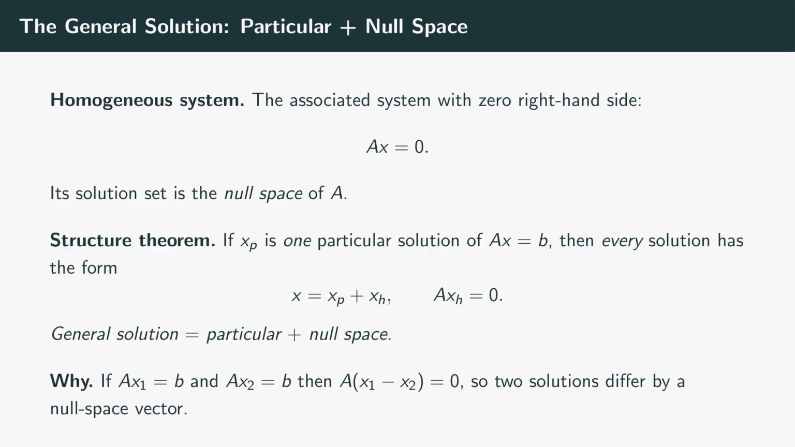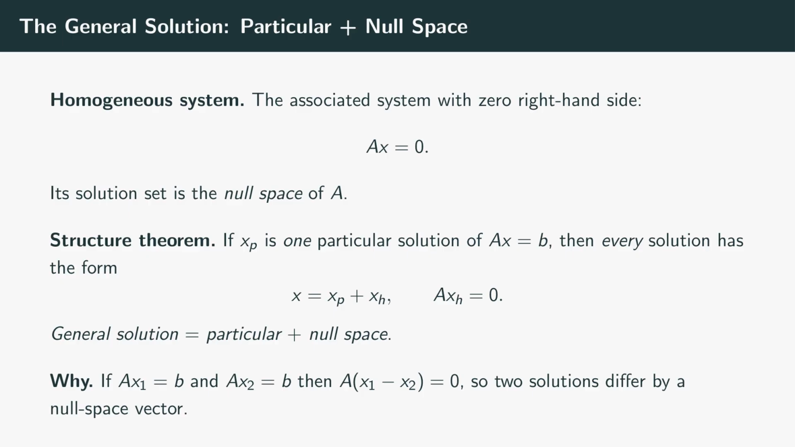Suppose a system is consistent. How do we describe all of its solutions at once? The key is the companion system with a 0 right-hand side, AX equals 0, called the homogeneous system. Its solution set is the null space of A. Here is the structure theorem, and it is one of the most useful facts in the subject. Find just one solution of AX equals B, call it the particular solution, XP. Then every solution is that particular solution plus some solution of the homogeneous system. In symbols, X equals XP plus XH, where A times XH is 0, so the general solution equals a particular solution plus the null space.